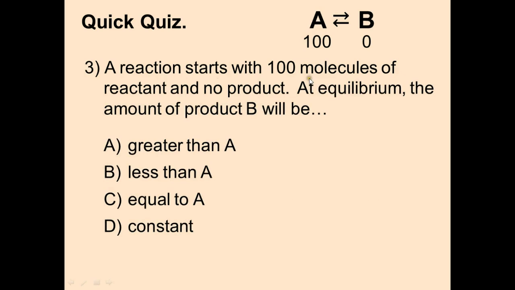A reaction starts with 100 molecules of reactant and no product. At equilibrium, the amount of product B will be greater than A, less than A, equal to A, or constant. Remember, we're just talking about constant or equal, dynamic equilibrium. We know that at dynamic equilibrium the concentrations are constant. We don't know exactly how these two concentrations will compare, but we always know that the rates are equal and the concentrations are constant. If we have one replacing the other all the time, that means they will always stay the same.